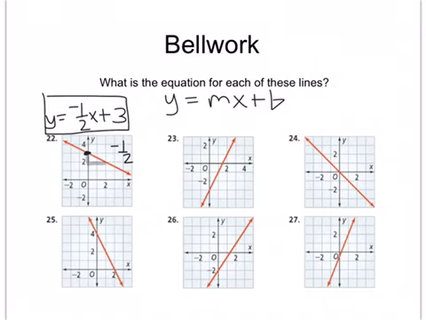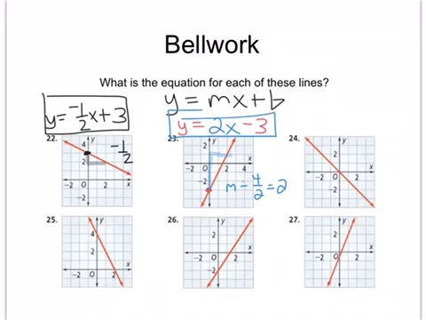Let's try another one. On number 23, the y-intercept is at negative 3. So right away I know it's y equals something, negative 3. The slope, don't forget, that's my rise over run. So I'm going up 1, 2, 3, 4 over 1, 2. So if the slope is up 4 over 2, that actually reduces to 2. So my equation would be y equals 2x minus 3.